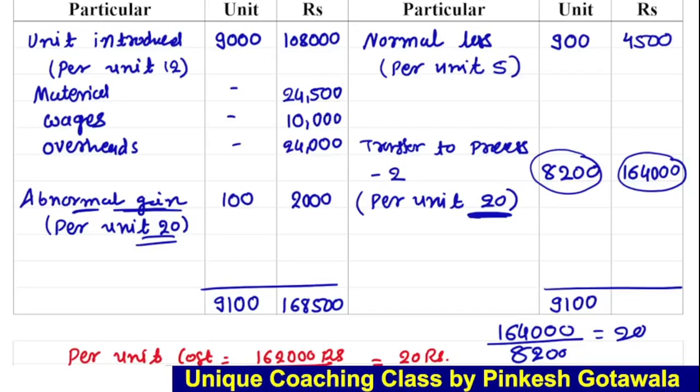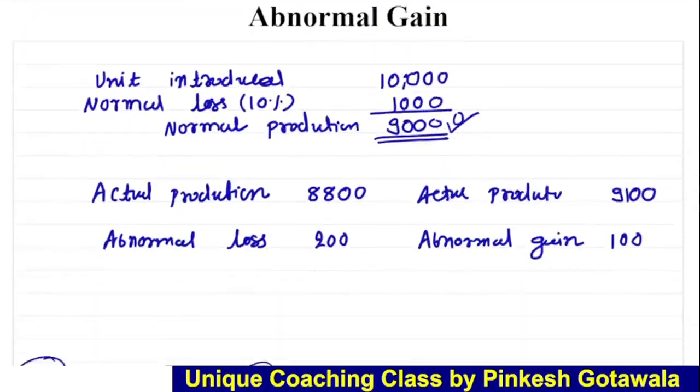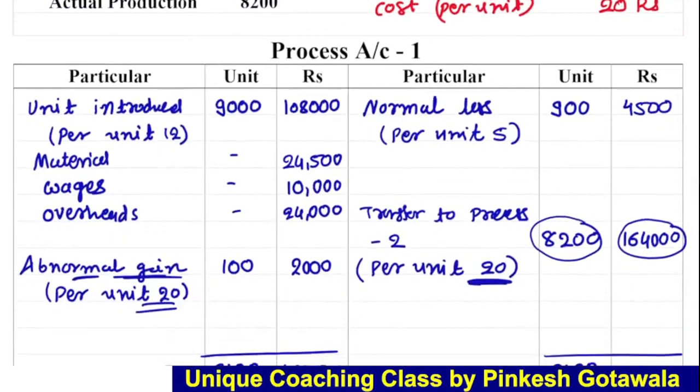Whatever per unit value is for the units transferred to the next process, it will always be the same as for the abnormal gain or loss. Whether it is abnormal loss or gain, in both cases this value will be the same. So you must check, it must be the same. If not, it means you made a mistake. So check this in every sum. It must be the same. So in our next video, we are going to solve a sum in which we solve abnormal loss and abnormal gain in a single sum.